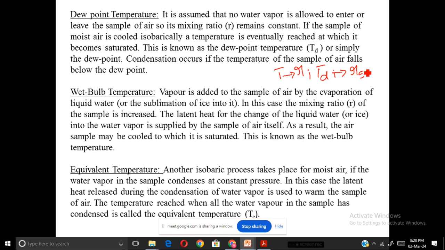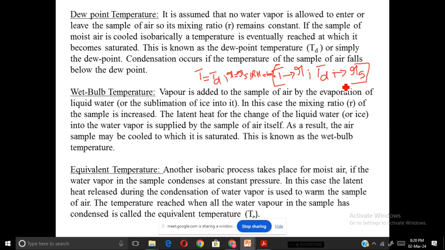And while we are reducing the temperature, the amount of water vapor molecules that the parcel can hold also reduces, and at one particular temperature it will become saturated. That temperature is known as the dew point temperature of the parcel, or simply the dew point. So basically when T becomes TD, the temperature of the parcel becomes the dew point temperature. Then R is equal to RS and relative humidity is equal to 100%. Okay, so that is dew point temperature.